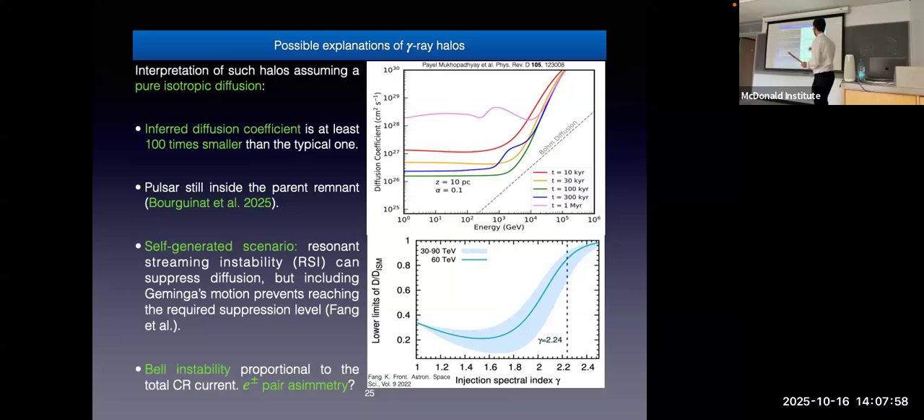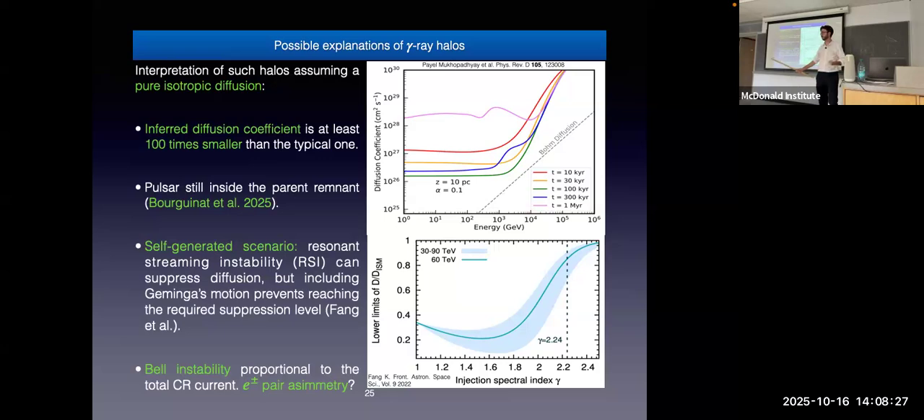A different approach, on the other hand, is that the magnetic field properties close to the pulsar and pulsar nebula are changed by the electrons and positrons produced by the pulsar itself. Electrons and positrons are charged particles. They're very energetic particles, and they can basically trigger what we call plasma instabilities and heavily modify the environment in which they are propagating.